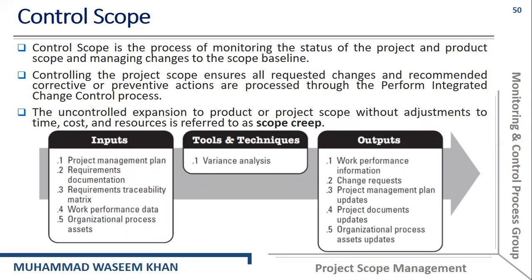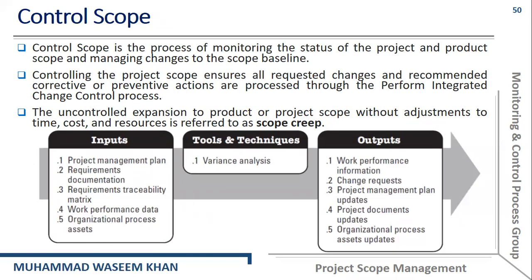And the last process in the project scope management is control scope. Control scope is the process of monitoring the status of the project and product scope and managing changes to the scope baseline. So control scope is actually a process of controlling the project. How? By monitoring the status of the project scope or the product scope, and managing all the changes to the scope baseline.